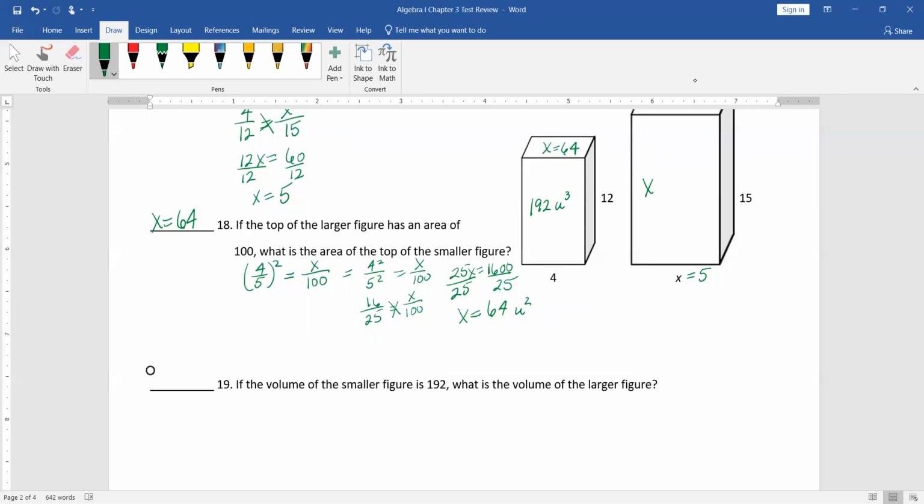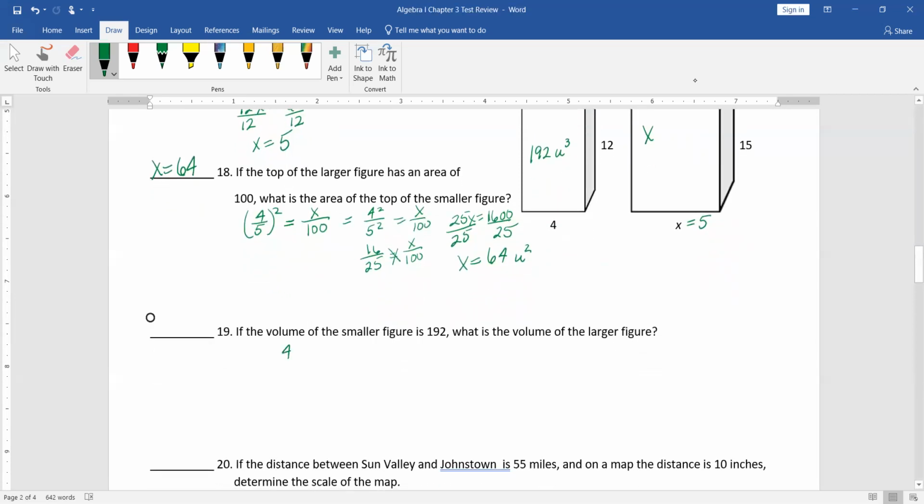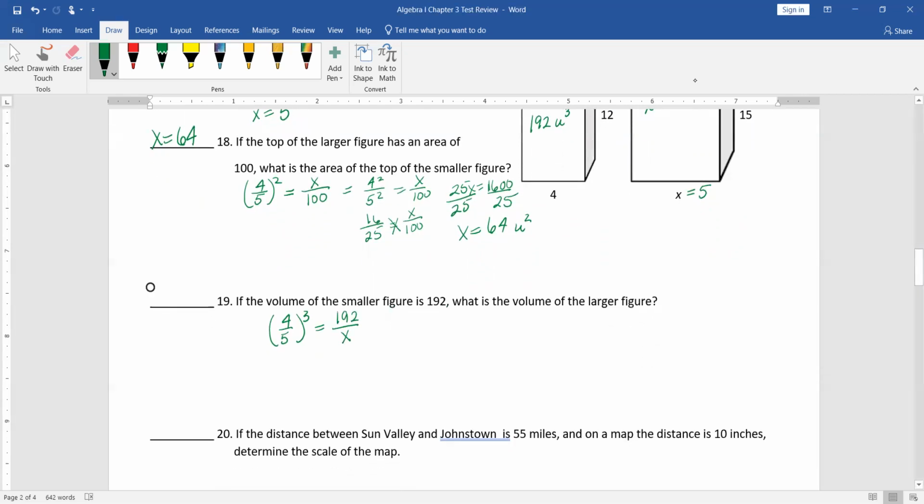All right, same thing. So pick two sides, two line segments here. So I'm going to pick the proportion between 4 and 5, like we did last time. Small numbers. Start cubing stuff and numbers get huge. Okay, so 4/5 cubed equals 192, our smaller figure, over x, since we're trying to determine our larger one. So 4 times 4 times 4 is 64. 5 times 5 times 5 is 25 times 5, which is 125. And this stays the same, 192 over x.